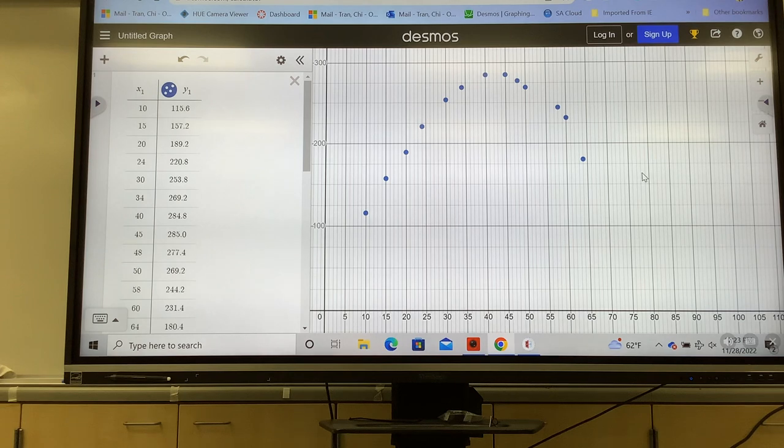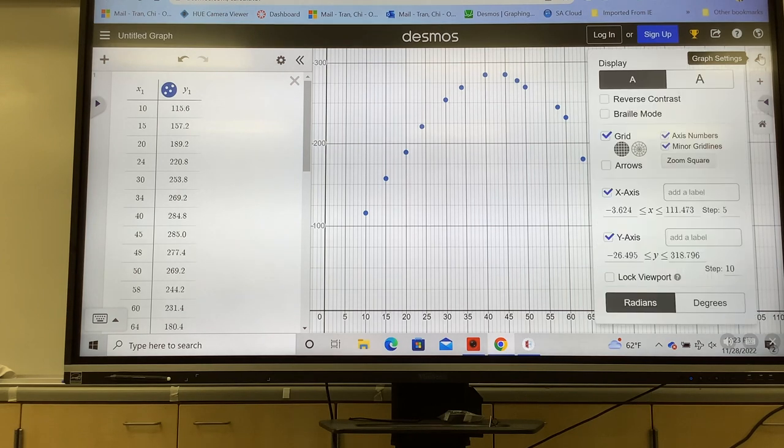You may or may not see the dog like this. Most of you didn't see it, right? So how are we going to see it? Click on this one right here, class. On the upper right corner, graph setting. Click on that. You need to set the window for your data.